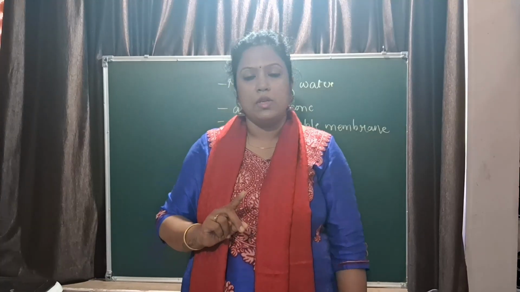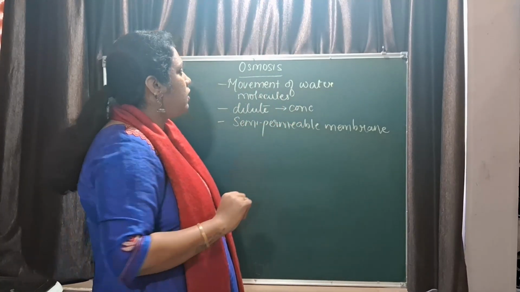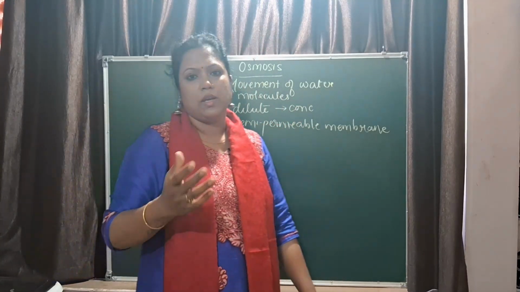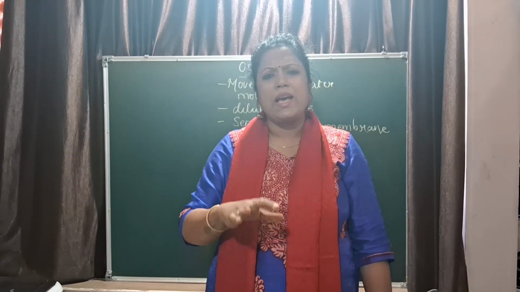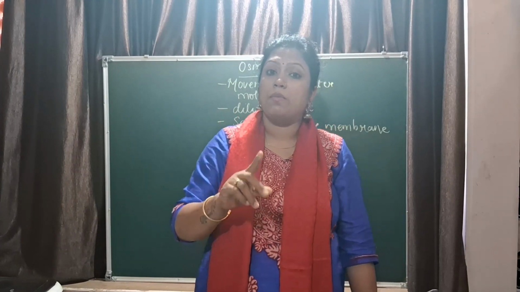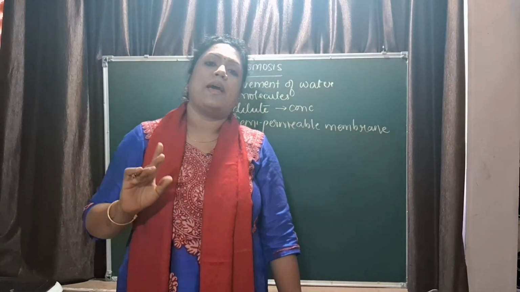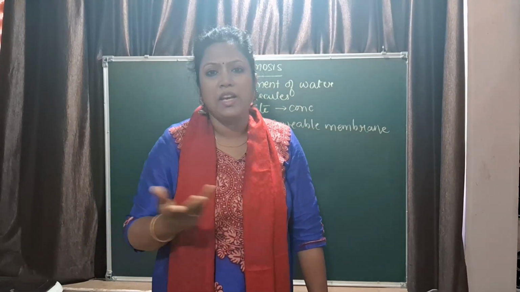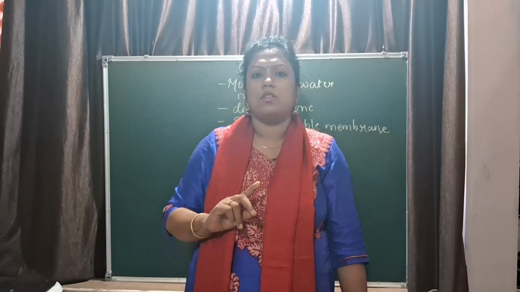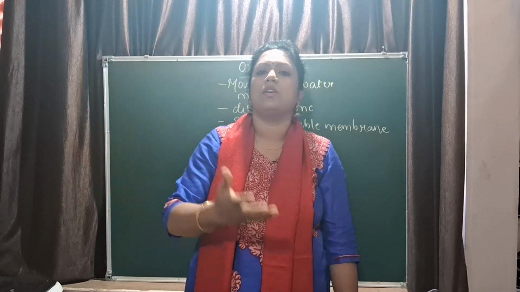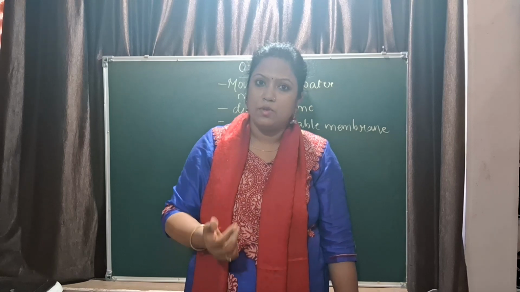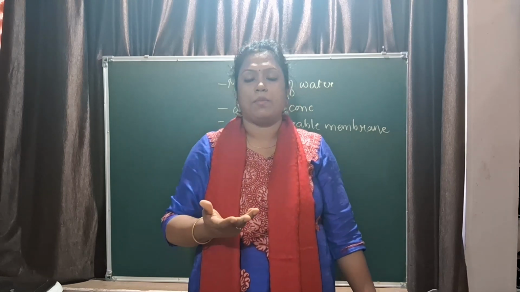Now in labs, we can use goat bladder or cellophane paper, which act as a semi-permeable membrane. But remember, muslin cloth is not used as a semi-permeable membrane, it's freely permeable. So you can be asked questions where the experiments are modified using muslin cloth, and you have to say whether osmosis happens or does not happen.